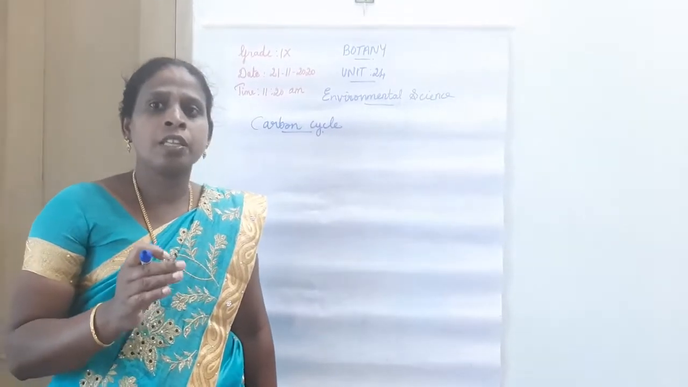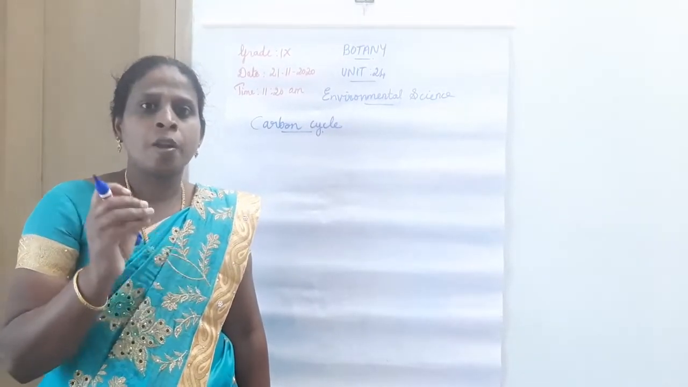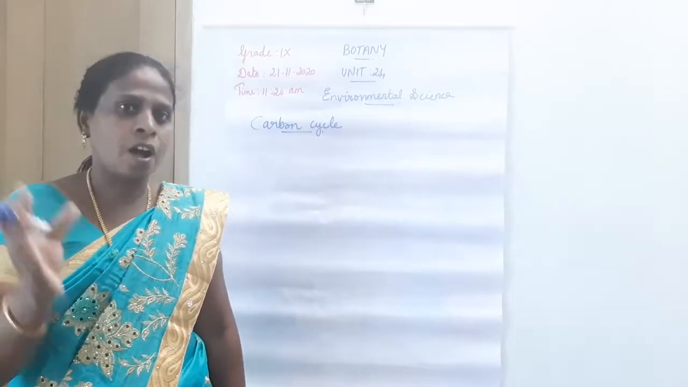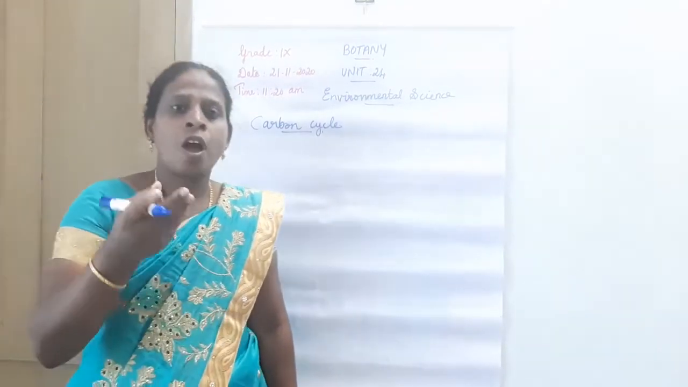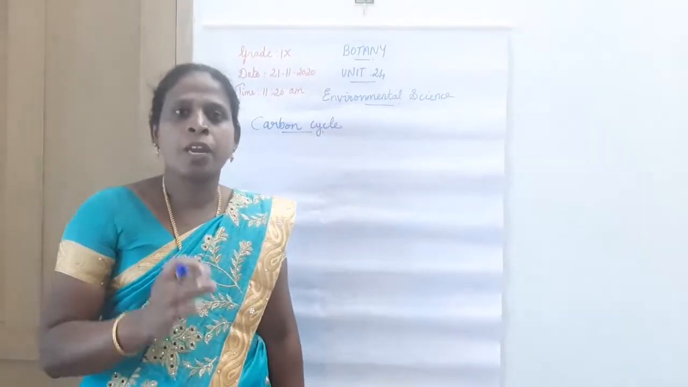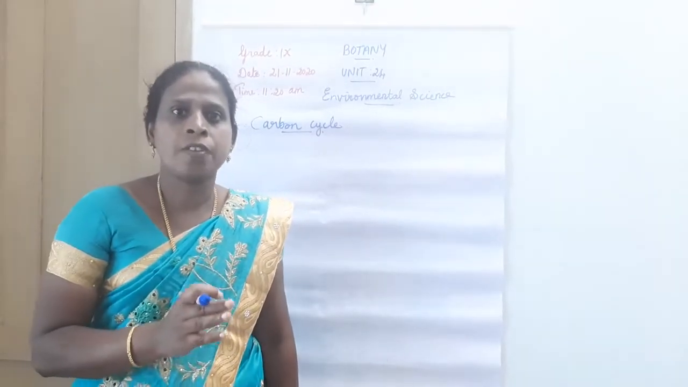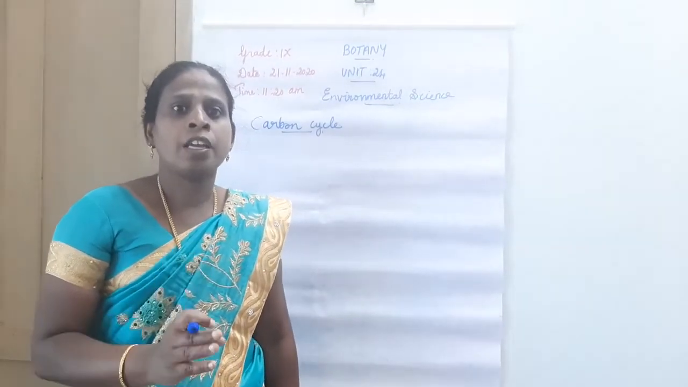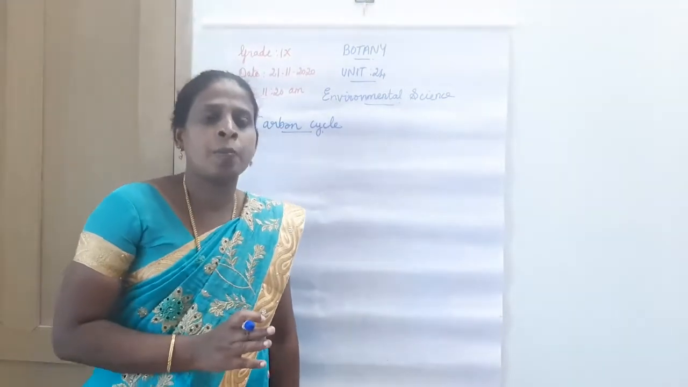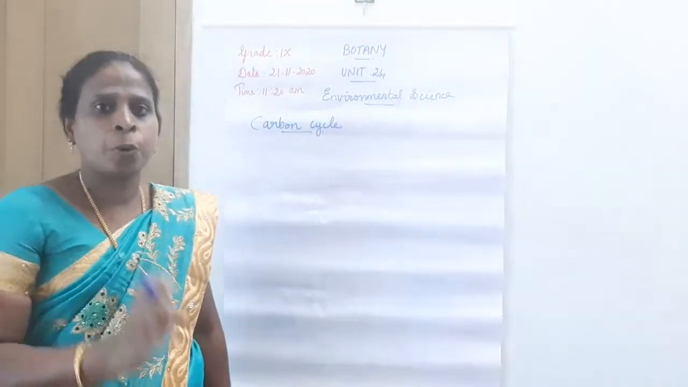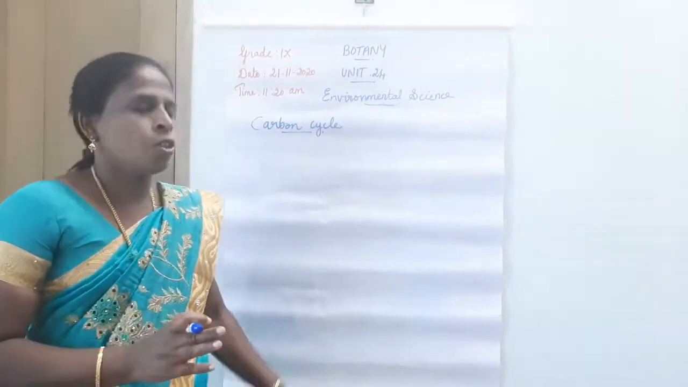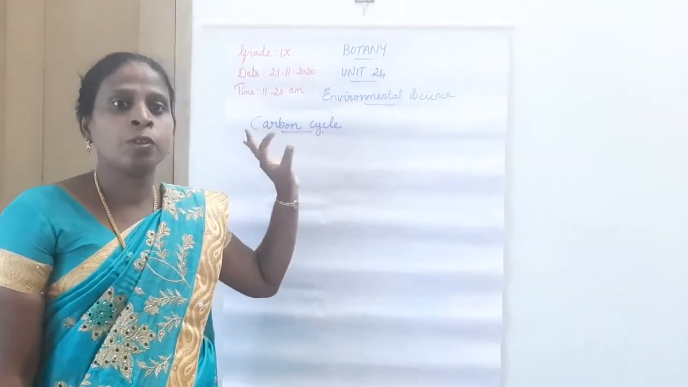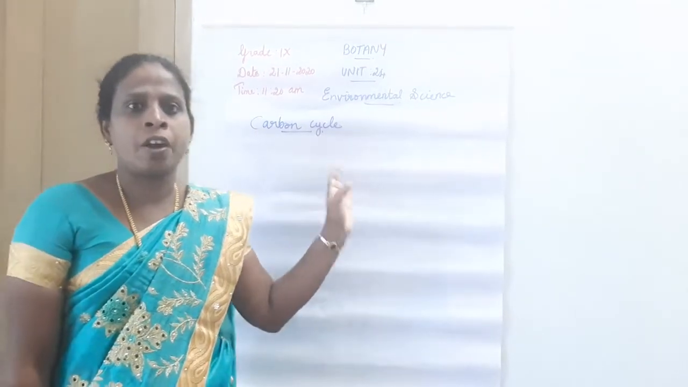In the atmosphere, carbon is mostly present in the form of carbon dioxide. All living organisms are also made up of carbon molecules, in the form of proteins and nucleic acids. So the atmosphere consists of carbon molecules, mostly in the form of carbon dioxide.